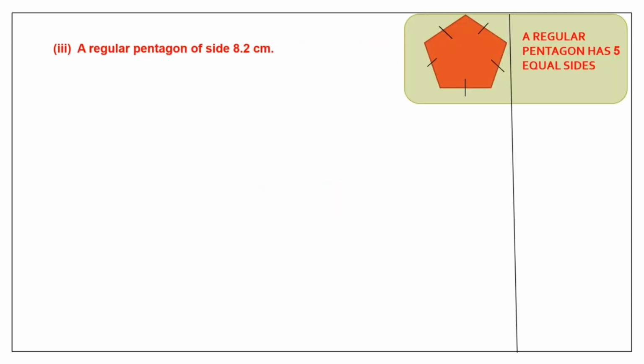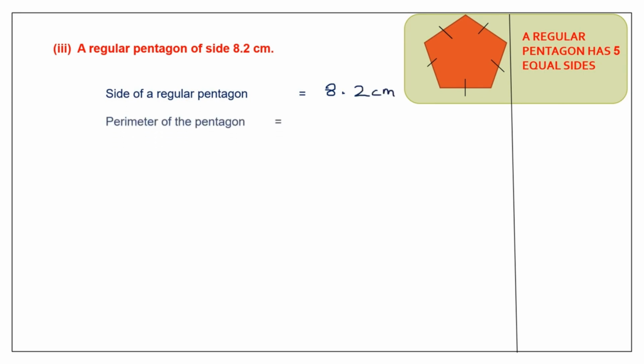Question 3. We need to find the perimeter of a regular pentagon of side 8.2 centimeters. Now what is a pentagon? It's a closed figure with 5 sides. A regular pentagon is the one that I've drawn here. It is a pentagon which has 5 equal sides. So in a regular pentagon, all 5 sides are equal. So now let's begin. Side of a regular pentagon is 8.2 centimeters.